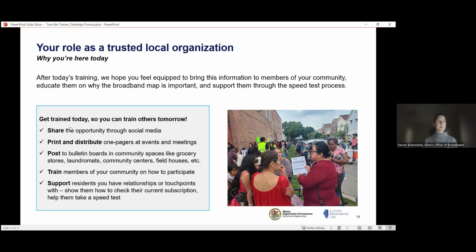You can share the opportunity through social media. We have flyers and one-pagers that you can print out and distribute. Post them to bulletin boards, laundromats, any sort of community spaces, train members of your community on how to participate, and then support people who you might already have touch points with. Let's say that you've heard them talk about their internet and they may want to take a speed test. You'll sort of be prepared with that information to support them in that process.